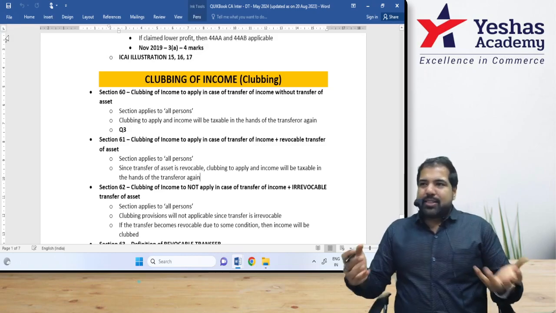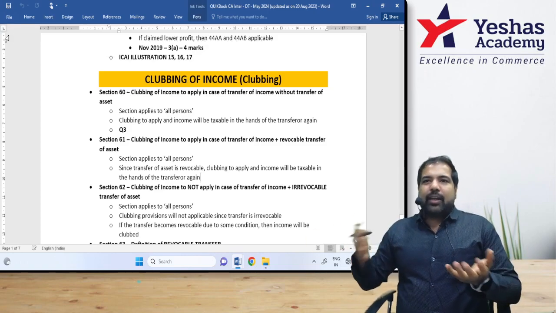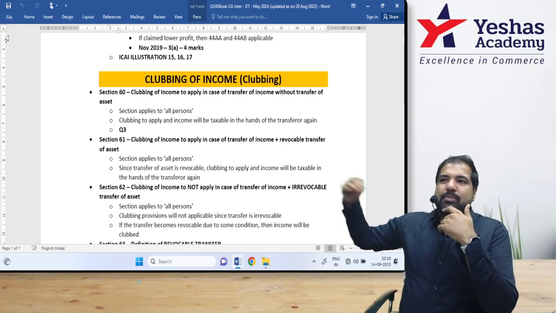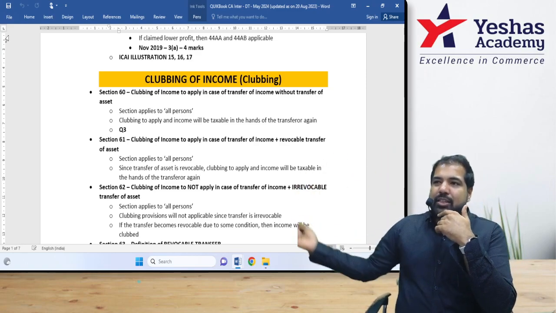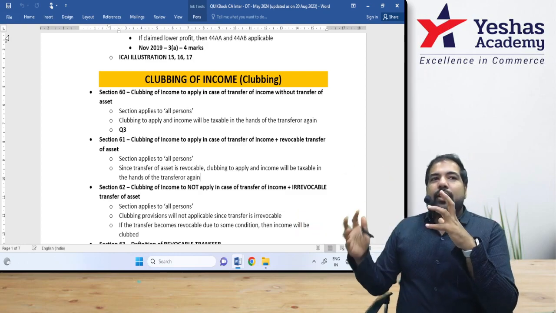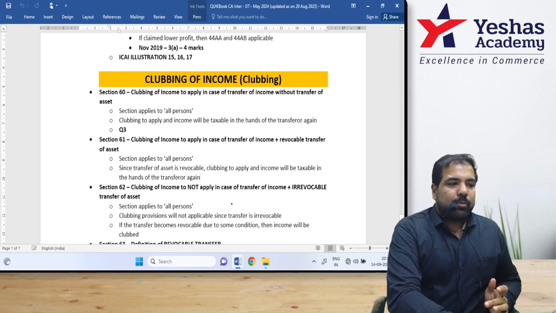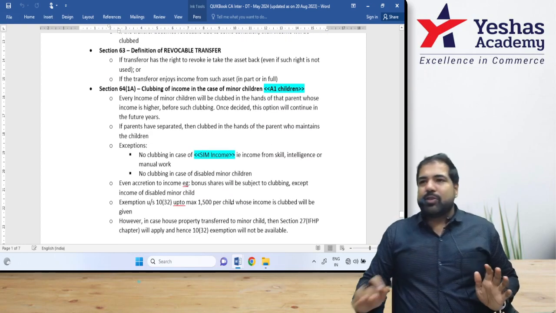Why does clubbing exist in India? Because sometimes in India we have different tax rates. For example, I could be at 30%, and my minor child, my spouse, my HUF, or my son's wife could be at a lower rate. So the Indian government knows that there could be manipulation, and hence there is a chapter called clubbing of income.